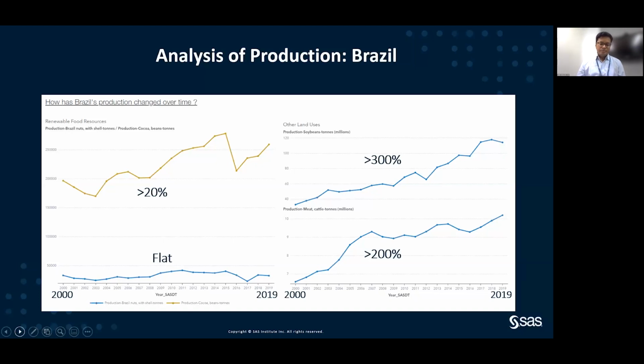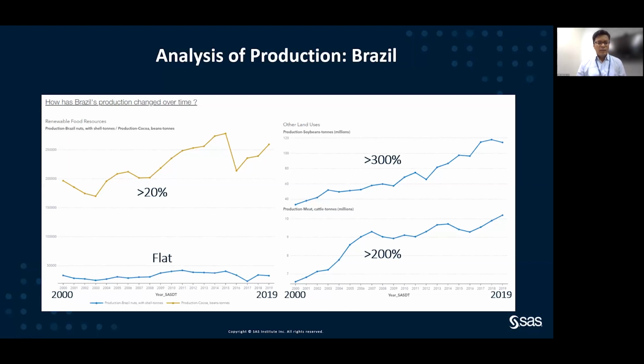And cocoa, if you see, is just flat. And on the right side, the soybean growth is more than 300%, which is very striking. And on the other side, the growth of cattle is also more than 200%. So clearly, Brazil has some policies because of which it is stressing more on growing soybean and cattle, and not stressing that much on Brazil nuts and cocoa.